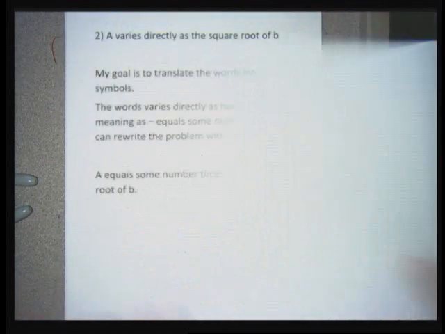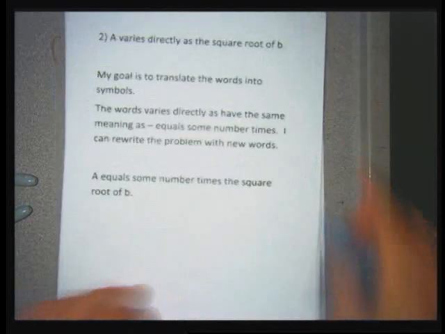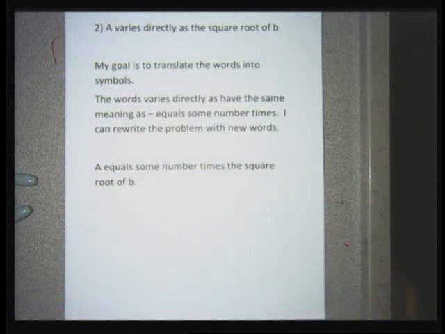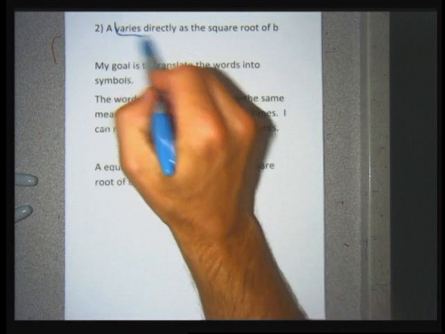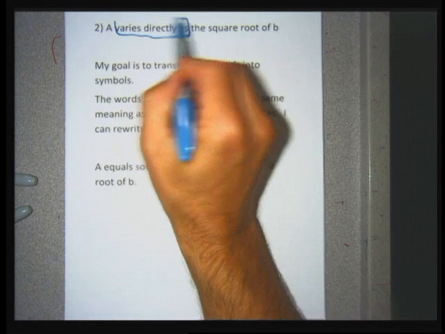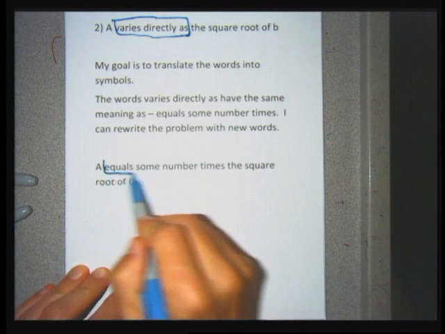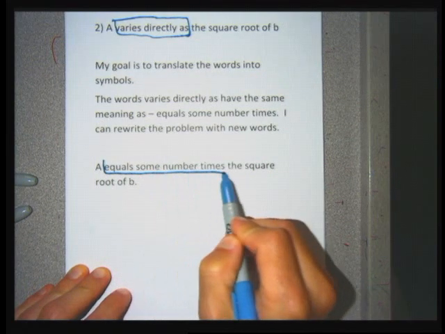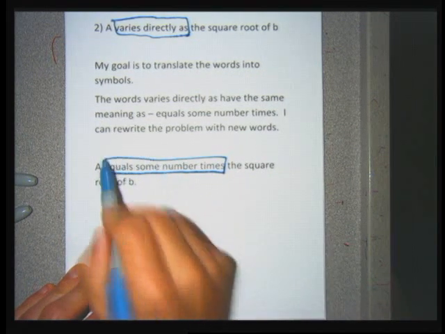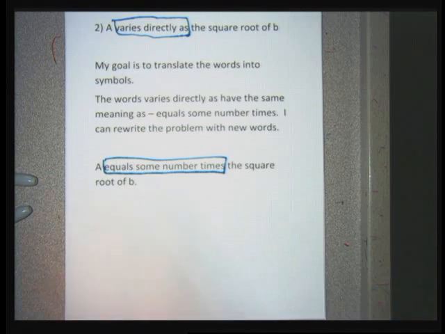So theoretically, you should be able to do problem 2 because it's similar. It has the same words in it that are important. So just like I did for problem 1, I look at the original problem. It says a varies directly as the square root of b. I'm going to change the words varies directly as to equals some number times. So I took the initial statement.